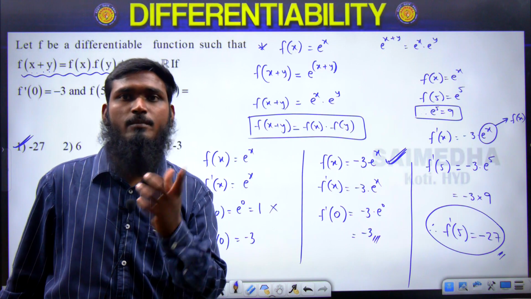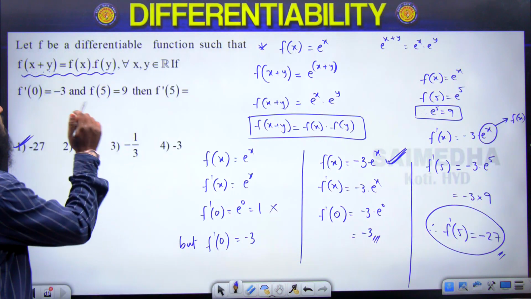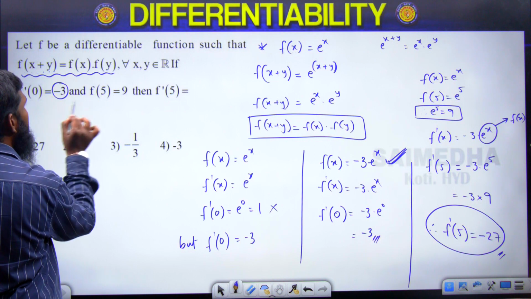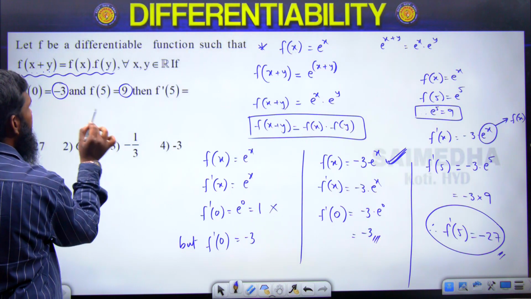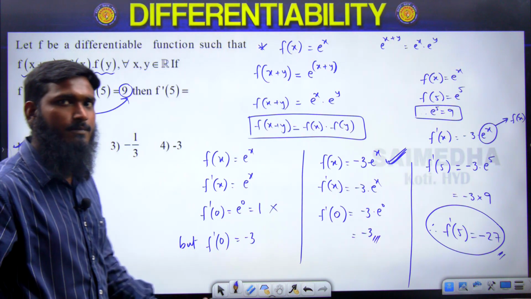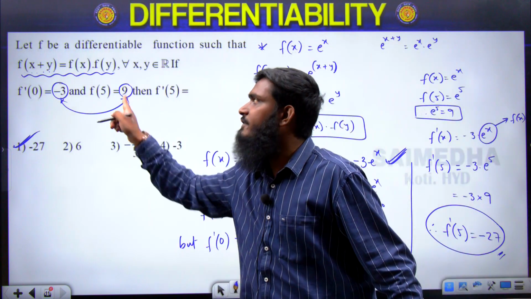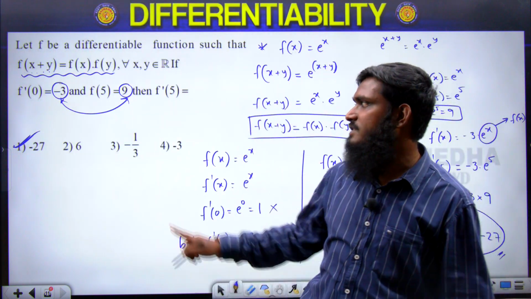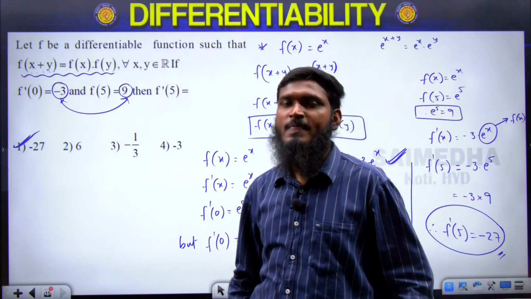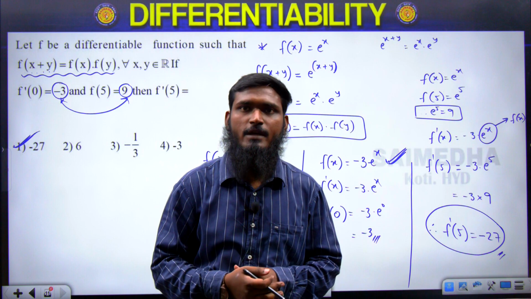So what is the shortcut? It is applicable only for this condition. What number is given here? -3. What number is given here? 9. -3 into 9 is equal to -27. That's it. Whatever numbers are given, we multiply those numbers and get the answer, -27. So with this we have completed the topic of differentiability also. Thank you very much.